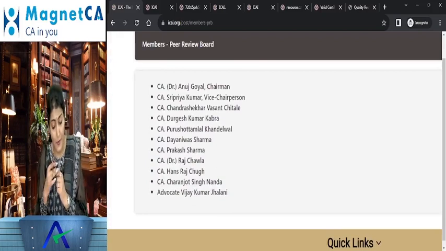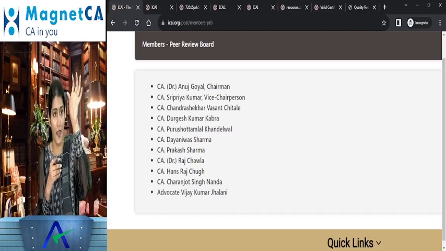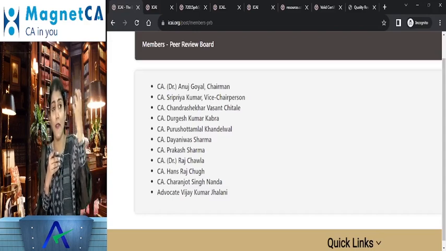So at least 50% should be council members, right? They are on the council of the ICAI. Council of ICAI, how many people are there? 40.